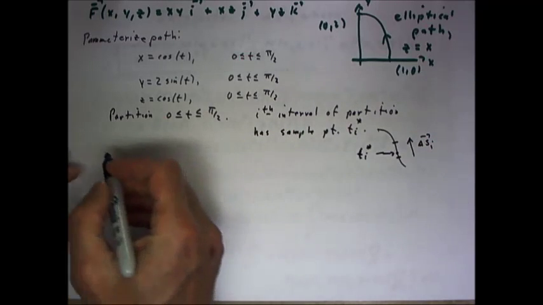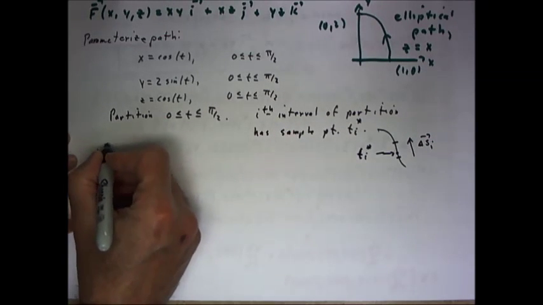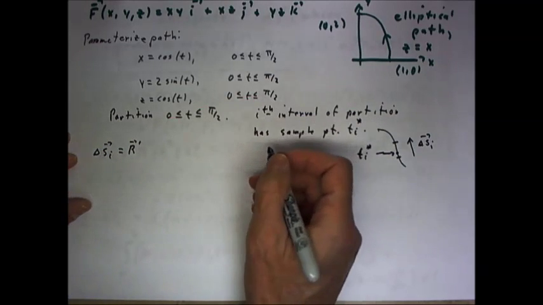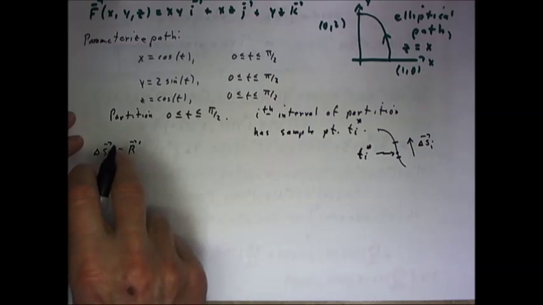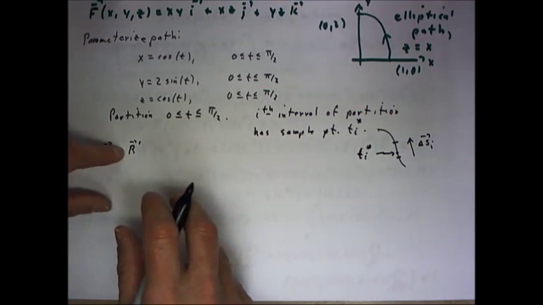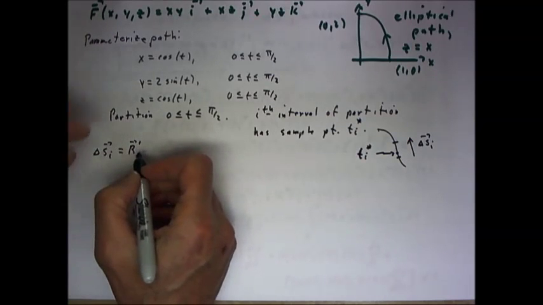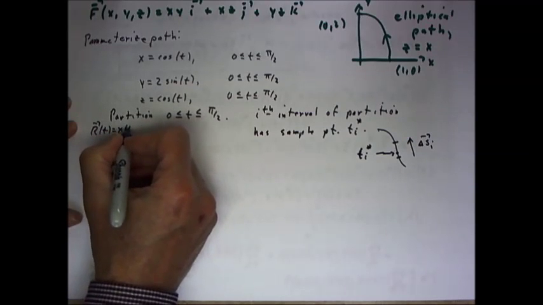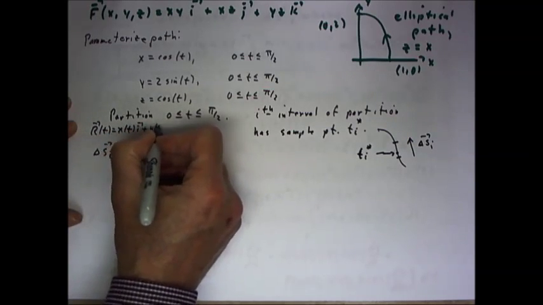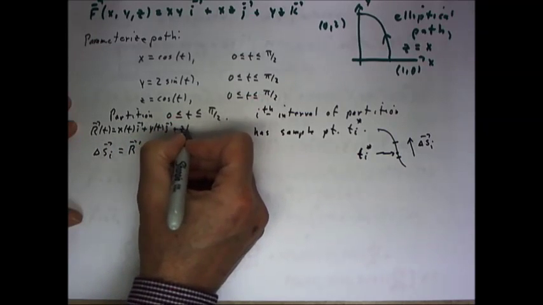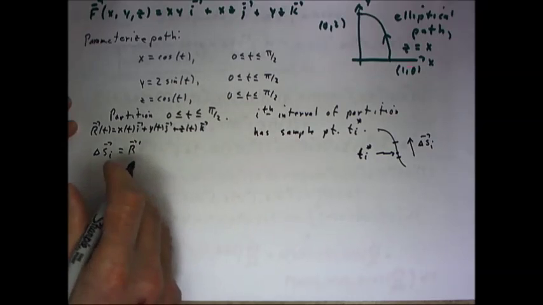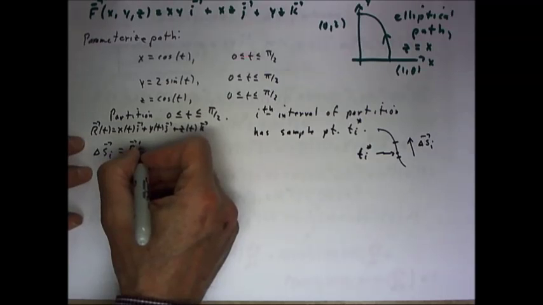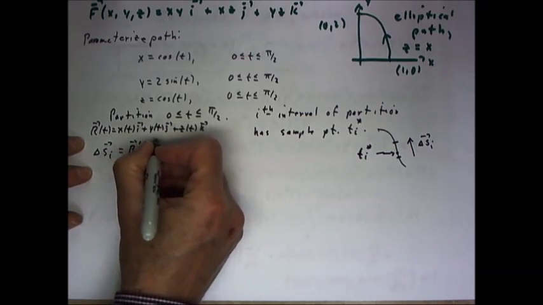Now what's our delta s sub i? Delta s sub i is R prime times delta t. Now R prime is, let's back up, R is the vector function. R of t is x of t i plus y of t j plus z of t k. So R prime is the derivative of this function, and it's evaluated at the point ti star.